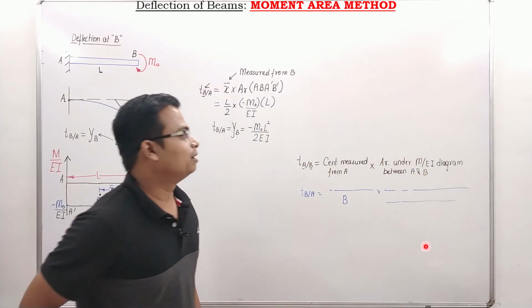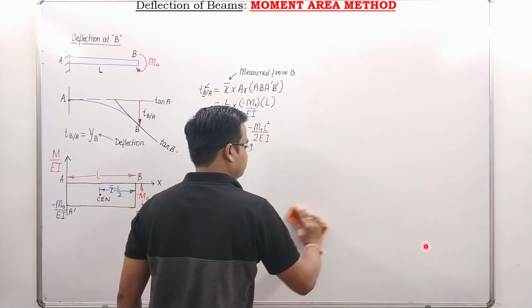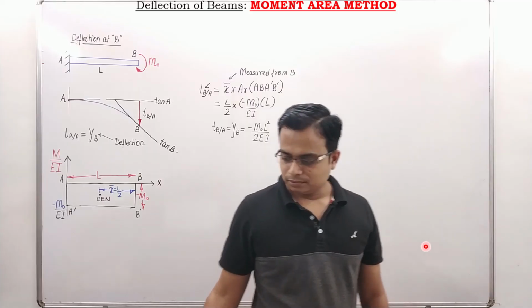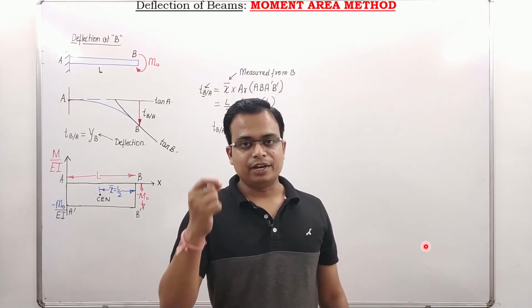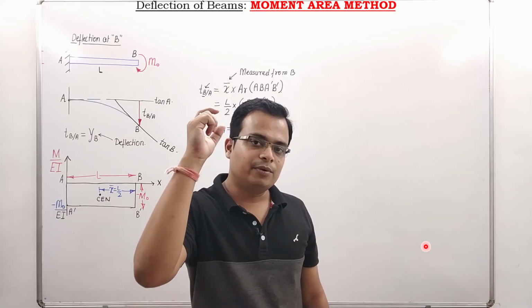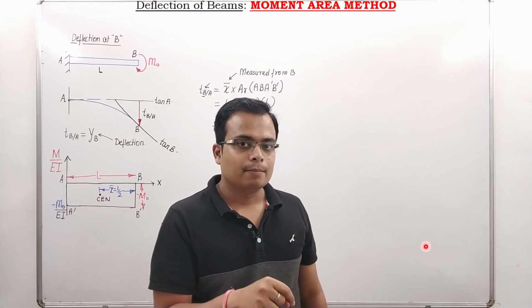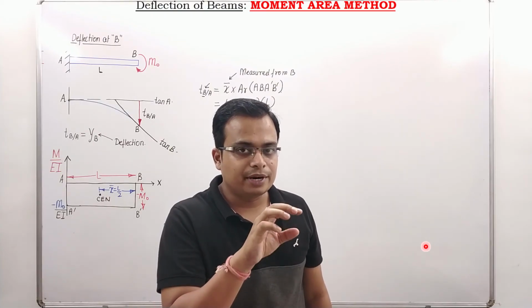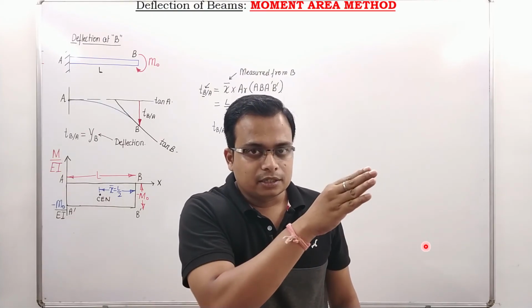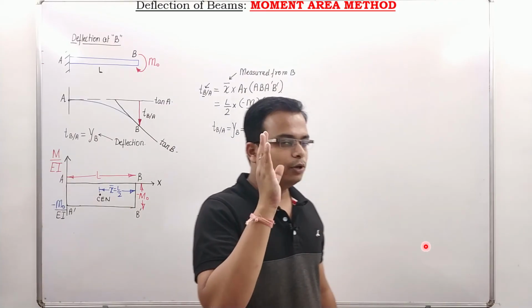Let's take up one more example again of a cantilever beam. Let's see if we can work it out or not. Always remember, wherever you want to find the displacement, if the displacement is supposed to be found at A, the distance of the centroid has to be taken from A. If the displacement is to be found at B, the distance of the centroid has to be taken from B. Remember this. This is going to be very helpful.